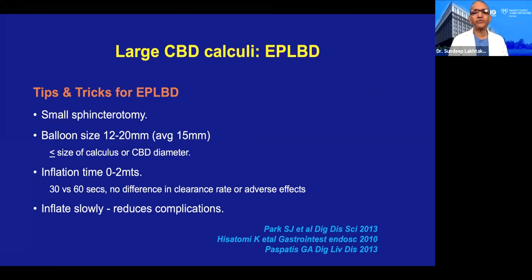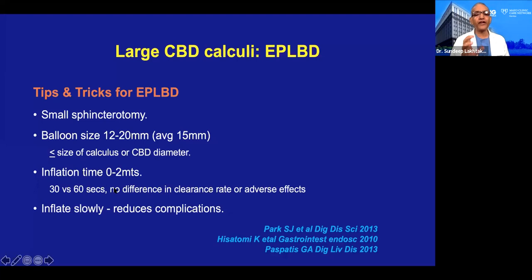And what are the tricks and tips of doing this EPLBD? Do a small sphincterotomy, then choose the balloon size. Average is 15, but you can go up to 20. But this diameter depends more on the distal bile duct than anything else. So never use your ego to just take out the stone but cause more harm to the patient. That's one dictum I would like the audience to understand. And decrease the size if the calculus is small or the CBD diameter is small.